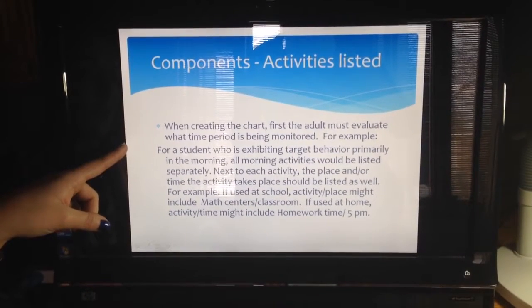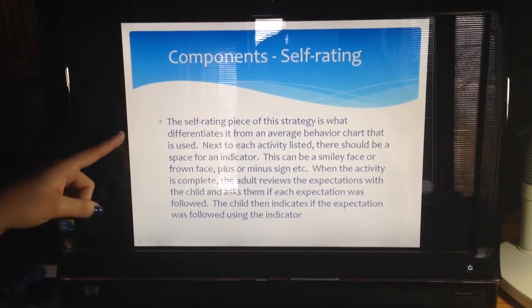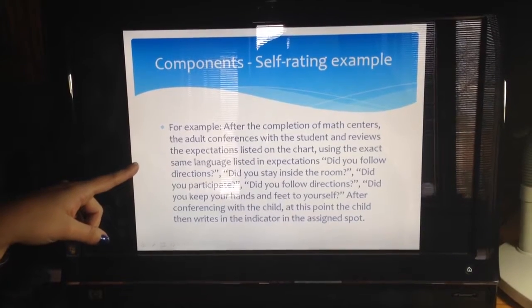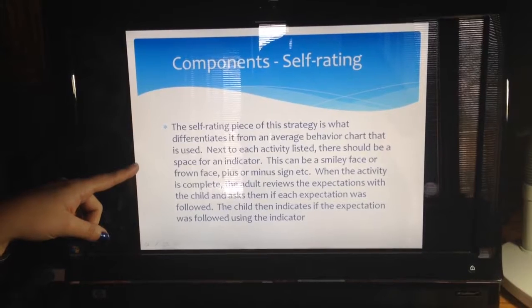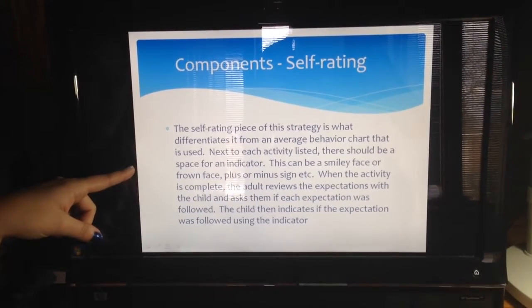The activities listed should be evaluated by the adult as pertaining to what time period is being monitored. The self-rating portion of the chart differentiates this chart from an average chart because next to each activity there should be a space for an indicator. This is the space where the child indicates if the expectation was followed or not.